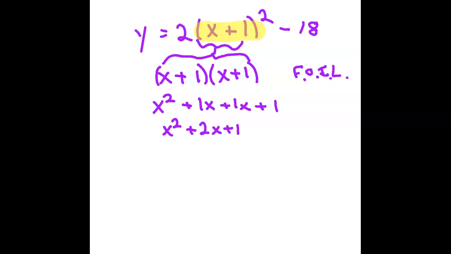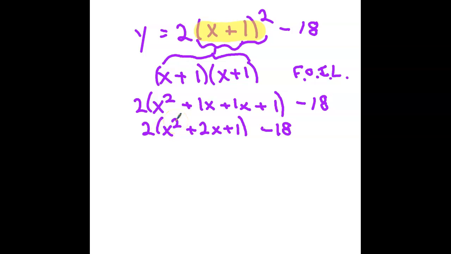Well, don't forget, though, that this part here is just part of the bigger equation. I've taken this part right here, the x plus 1 squared, and I took care of that, but that whole thing was still multiplied by a 2 out front here, and there was a minus 18 out the back. So I'm going to put that in here like this. Okay, so that tells me that I have squared the x plus 1, but still it's multiplied by 2 and then minus 18.